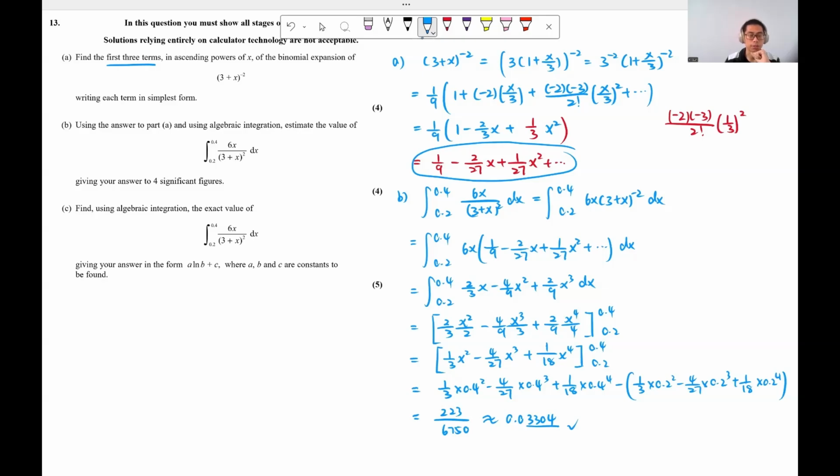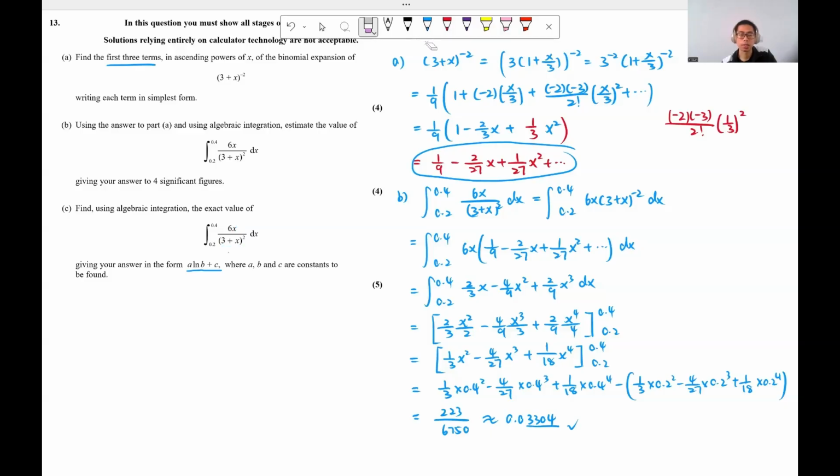Then give the answer in the form A ln B plus C. So for this one, there are a few ways to do this. You can either use integration by substitution, because the reverse chain rule doesn't work, because the chain here is a linear expression, and then this is also a linear expression. So reverse chain rule doesn't work in here.